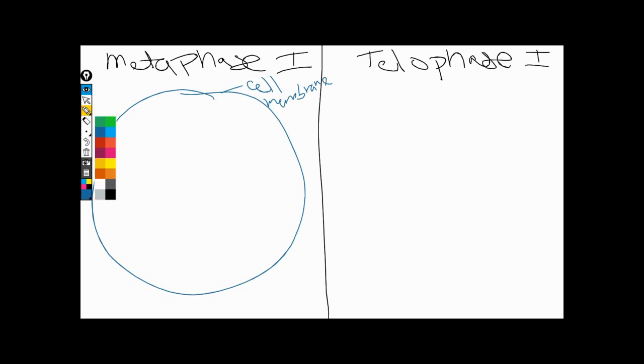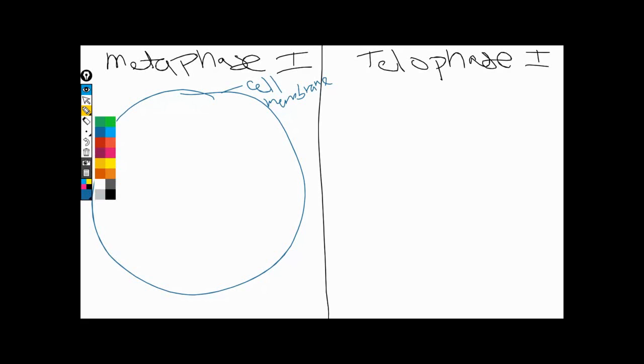Okay, what about a nuclear envelope? Should I draw that? No, right? So we lost our nuclear envelope. What phase did I lose my nuclear envelope in? Prometaphase. Right, so I still had it in prophase, and we lost it in prometaphase, right?